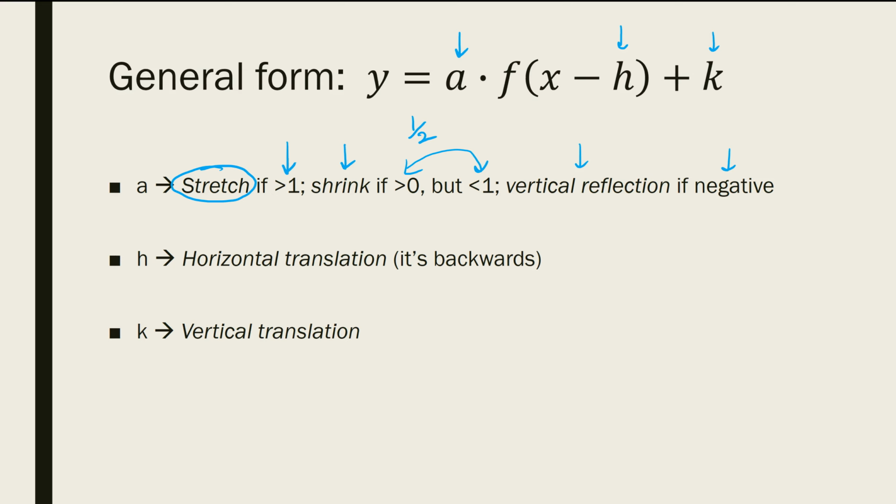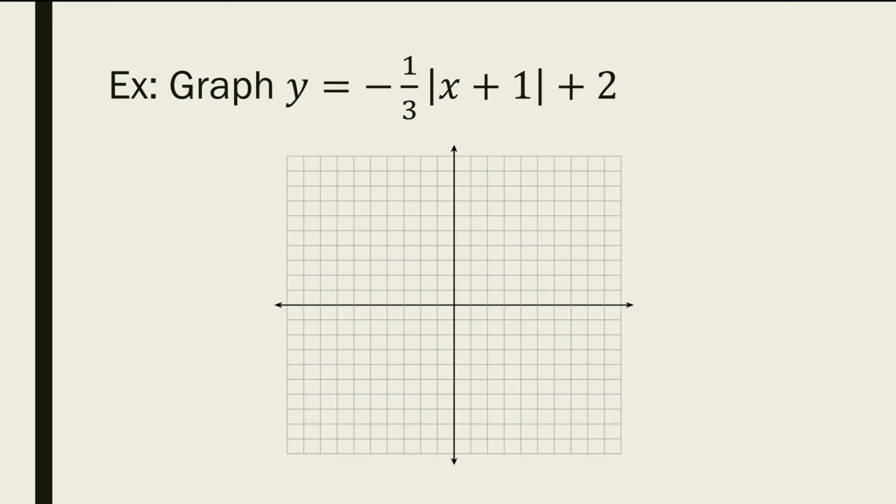All right, so let's apply all of this general form to this next problem. I want to graph y equals -1/3 times the absolute value of x plus 1, plus 2. So here's the deal. Matching this up with the general form. Let me write the general form up here just so we can see what's going on. a times f of x minus h, plus k.